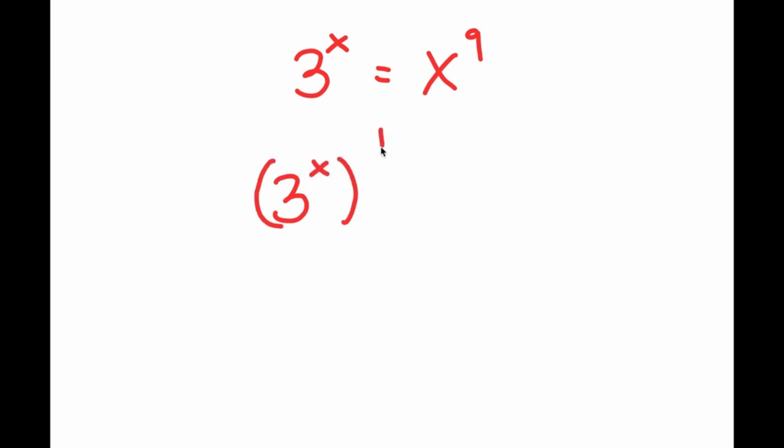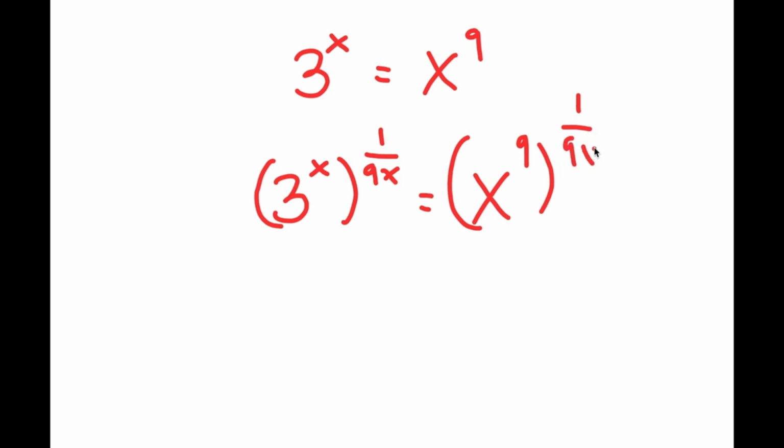Alright, so in this equation, I'm going to be solving 3 to the power of x is equal to x to the power of 9. To solve this, what I'm first going to do is take the power of 1 over 9x on both sides. So I get 3 to the power of x to the power of 1 over 9x is equal to x to the power of 9 to the power of 1 over 9x.